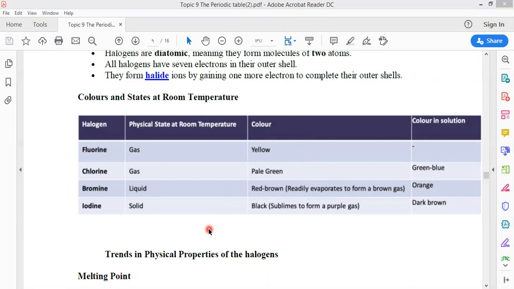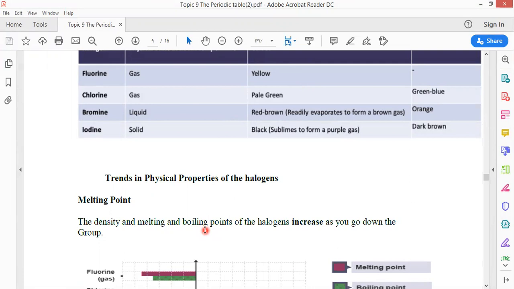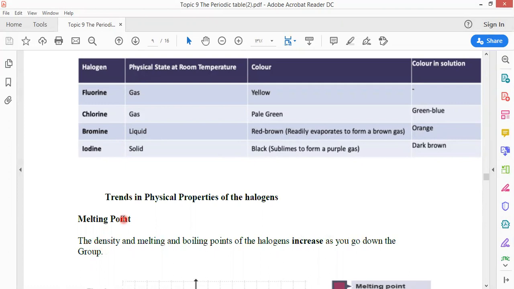What about melting point and boiling point? What about density? When I'm talking about physical properties, what does it mean? I'm talking about melting point, boiling point, density, even color. Density and melting and boiling point of the halogens increase as you go down the group. So what are the properties which increase as you're going down the group? Density, melting, and boiling point.